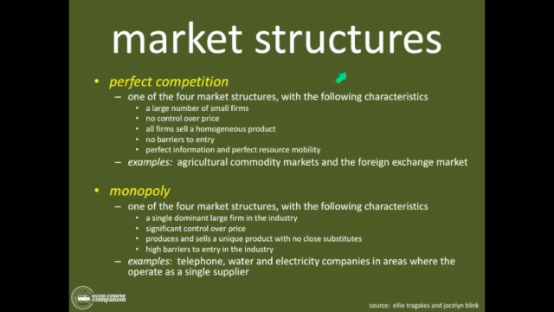All right, perfect competition. It is obviously one of the 4 market structures with the following characteristics. Number 1, a large number of small firms. In perfect competition, the firms have no control over price. All firms sell a homogeneous product. There are no barriers of entry, and there's perfect information and perfect resource mobility. Examples of this: agricultural and commodity markets, and the foreign exchange market.